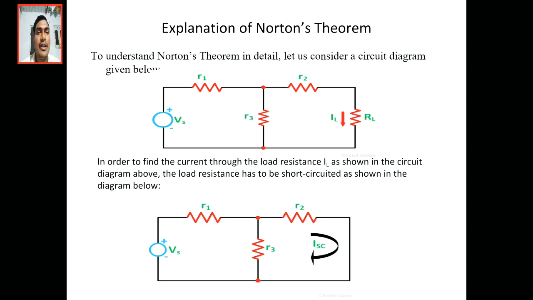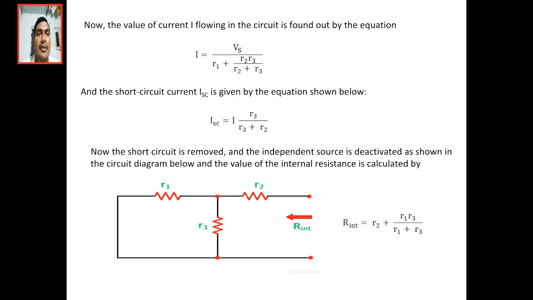It is given by the total current times the opposite resistance. The element for which we have to find the current is R2, and opposite to that one is R3. So the current is the total current into R3 divided by the total resistance R3 plus R2. By this we can find the short circuit current. So the second step is over.